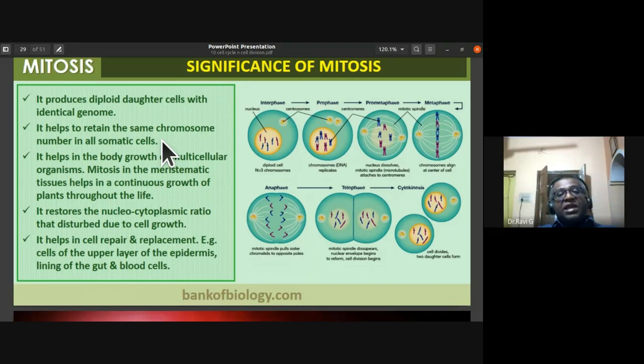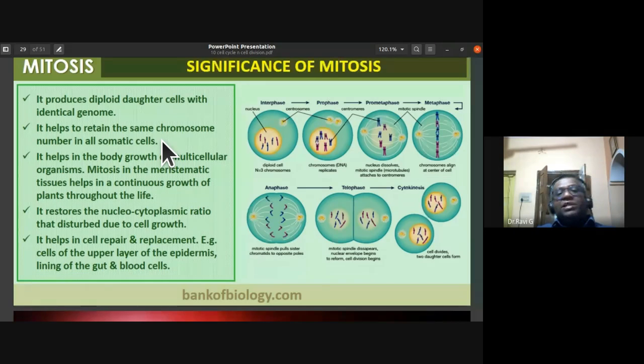So it helps retain the same chromosome number in the somatic cells. When any somatic cell undergoes mitosis, it will have the same chromosome number. If it had a haploid set of chromosomes, the daughter cells will have a haploid set. If it has a diploid set, they will have diploid.